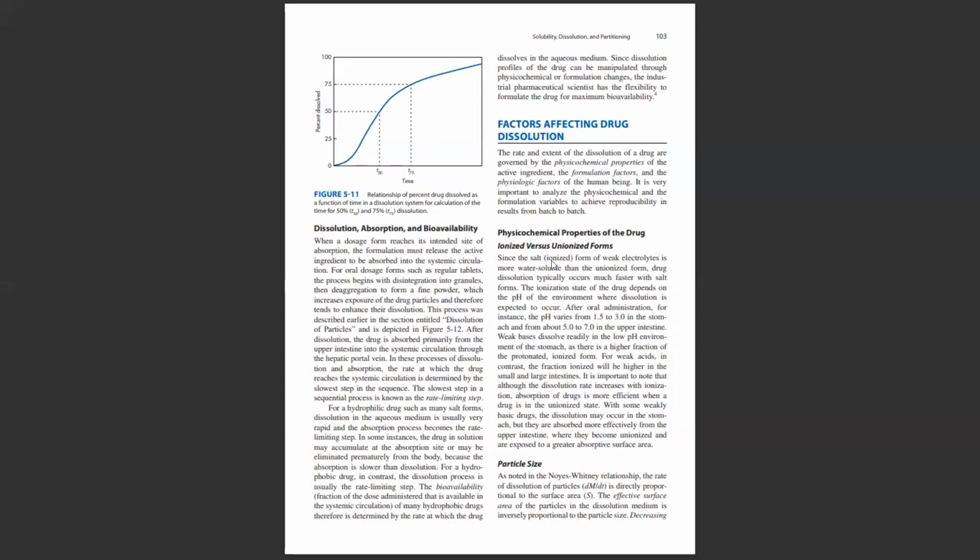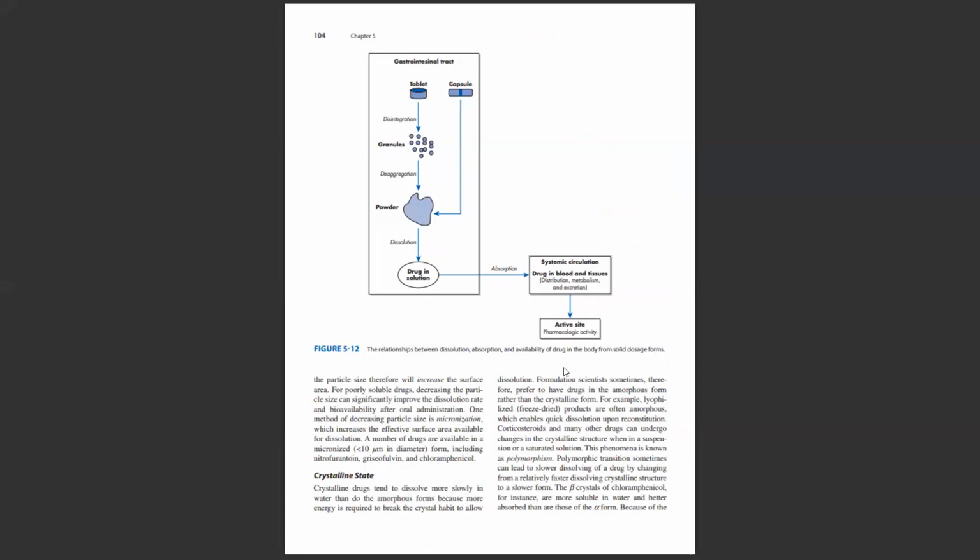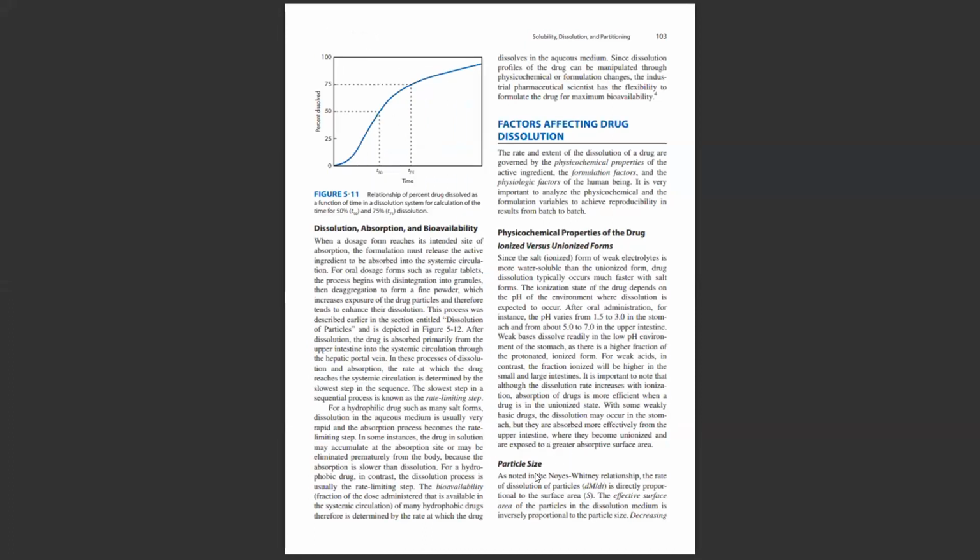So as we've seen earlier in solubility, the ionized form, like salts, are more water soluble, while the unionized ones are less soluble. Another factor is the particle size, which we already looked at when we were talking about the micronization of these elements. By reducing the particle size, you create a larger surface area, thereby you enhance the dissolution rate.